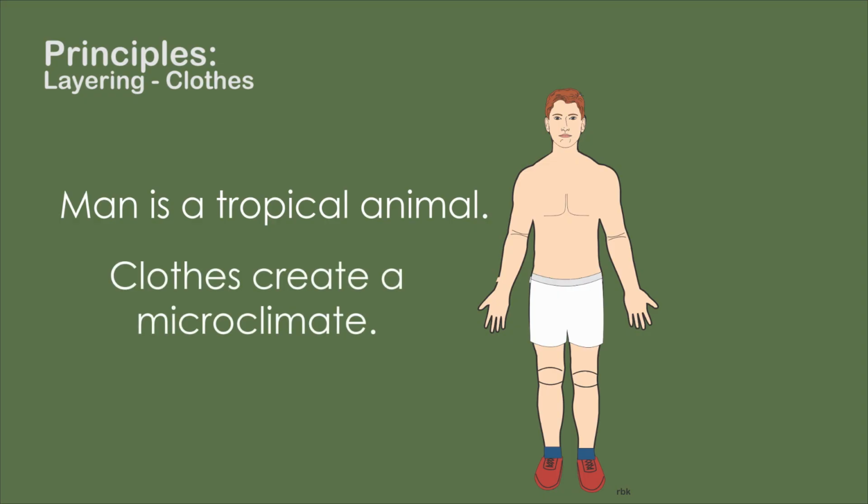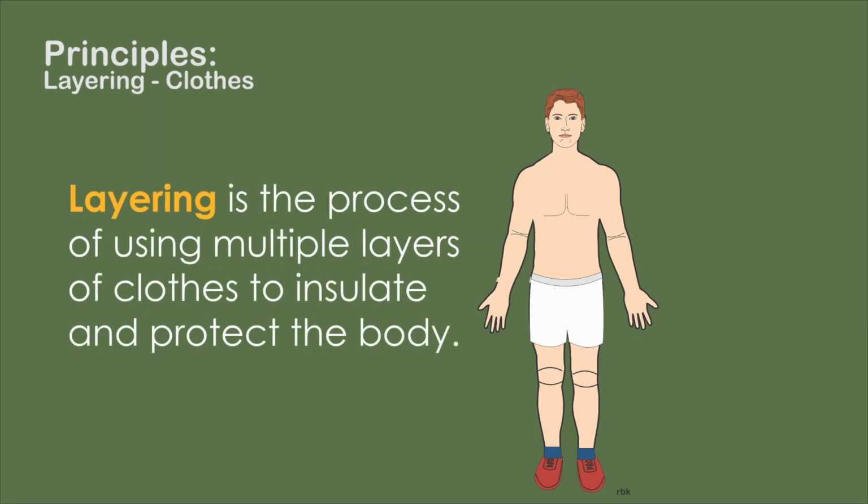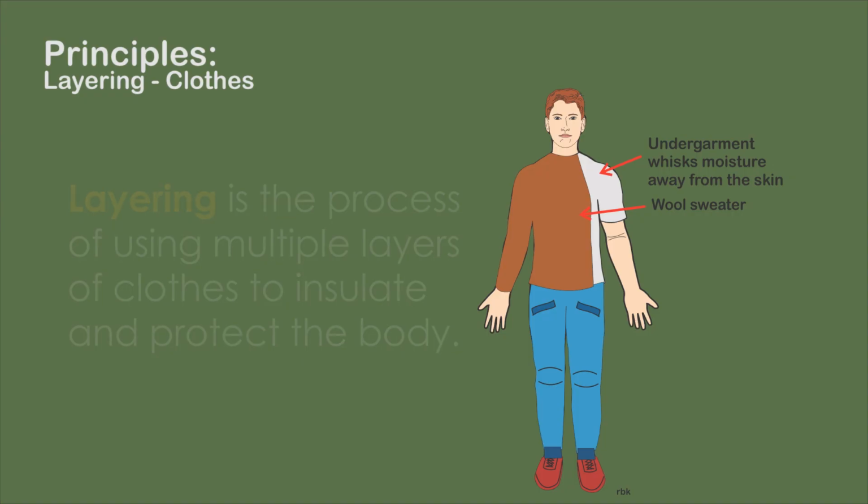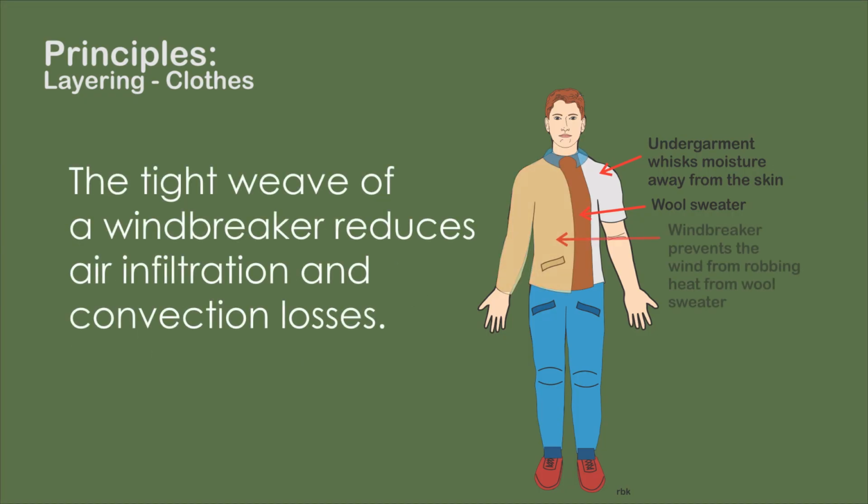Clothes create a microenvironment surrounding the body, which helps keep you comfortable. Layering is the process of using multiple layers of clothes to insulate and protect the body. The first layer can whisk moisture away from the skin. Additional layers, like the wool sweater, can be added or removed to maintain optimum temperature. Adding a windbreaker creates a wind barrier, reducing convection losses.